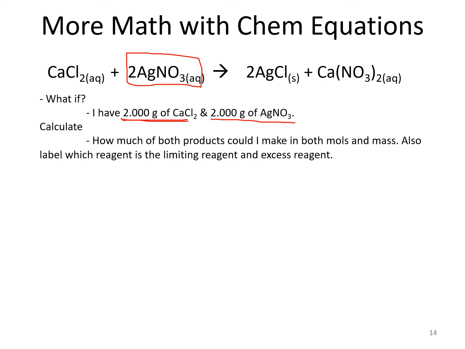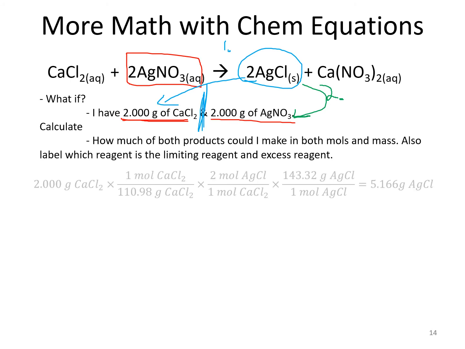So what we need to do is break this problem up into 2 separate problems. For the first problem, I'm going to figure out how much silver chloride I can get with 2.00 grams of calcium chloride. That's problem 1. And then we're going to forget that, and do problem 2. Problem 2 is how many grams of silver chloride I can get, assuming I have 2 grams of silver nitrate. And then we're going to compare those two answers.